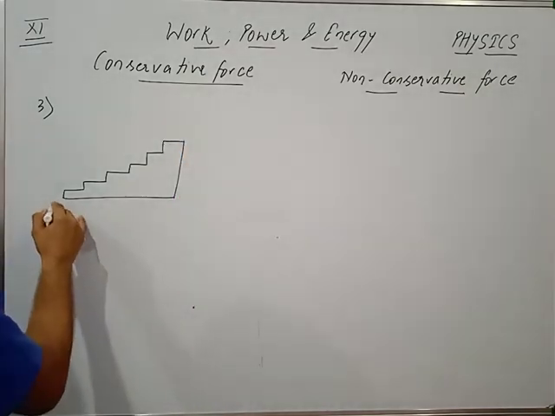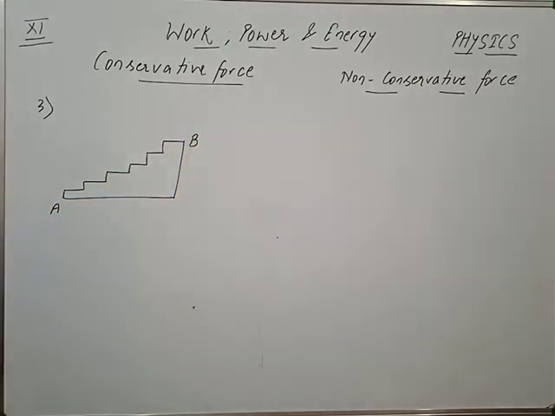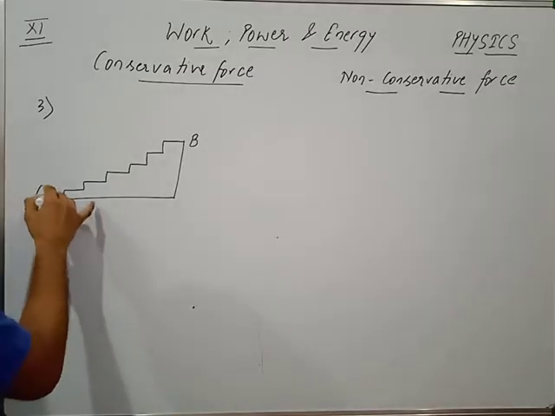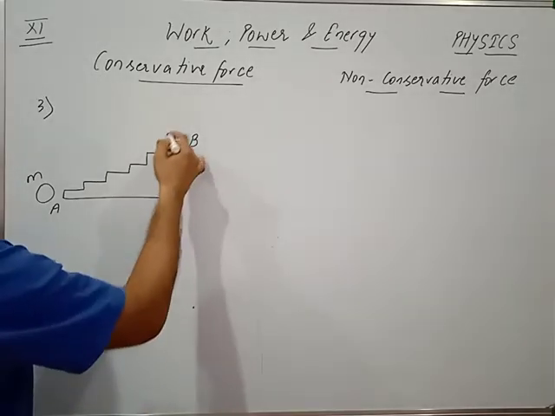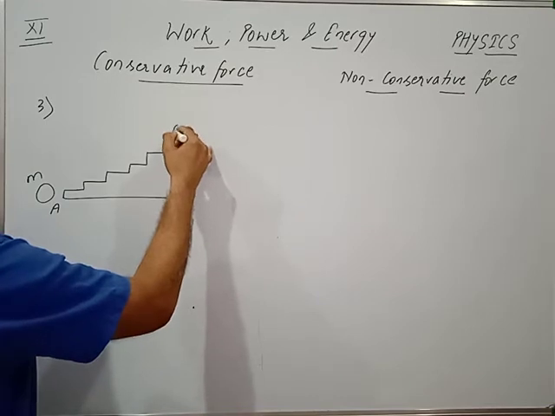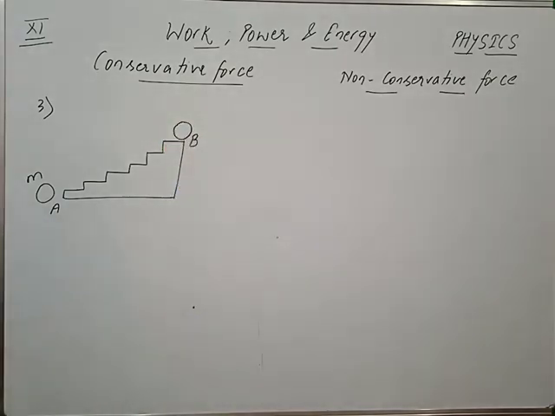So suppose we have to move from point A to B. We have to move from point A to B, and what do we have to move? There is a mass m that has to be moved. Suppose it's a spherical mass m which has to be moved. Initially it is at position A. Now what you do is you take up this mass and keep it at B.